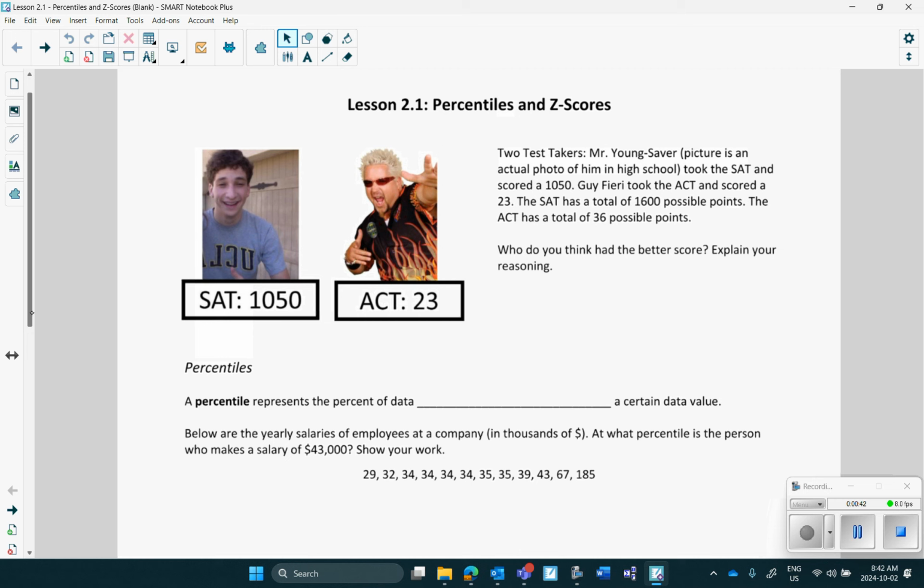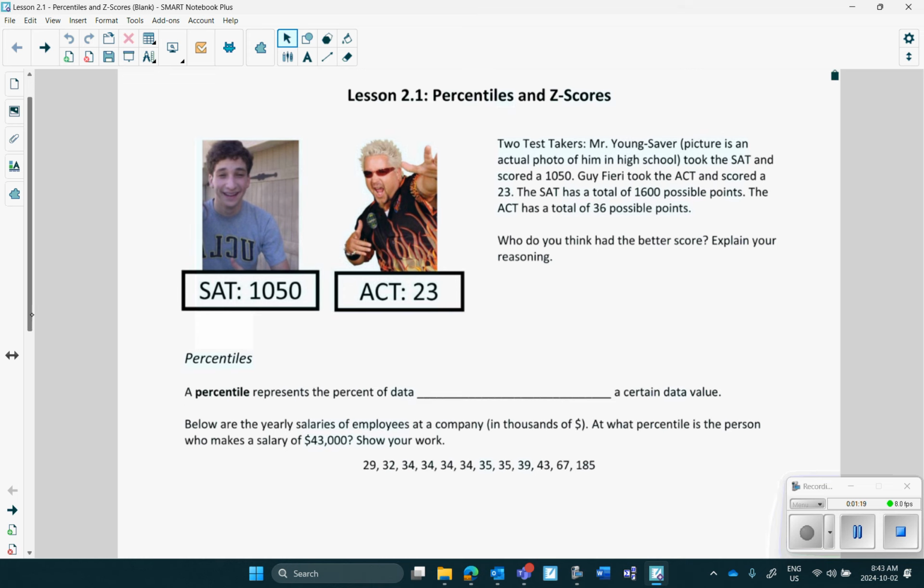So we have two guys here. One took the SAT, scored 1,050, and then Guy Fieri took the ACT, scored a 23. Two different college entrance tests. And the SAT is out of 1,600 possible points, and the ACT is out of 36 possible points. So what we want to do is try and compare the two and answer the question, who had the better score? Any ideas on how we could do that right now?